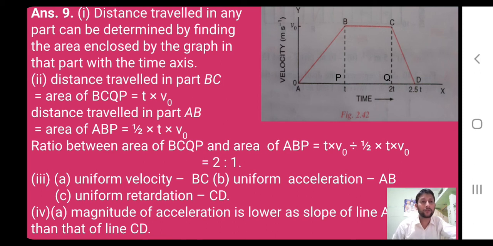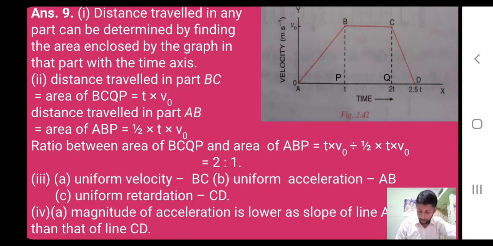Here the total distance from A to Q is 2T and A to P is T. So the distance PQ will be 2T minus T, which is T, and this vertical line is V0. Distance traveled in part AB, this is a triangle. So the area of triangle ABP is half into T into V0. So the ratio between the area of BCQP and the area of ABP is equal to T into V0 divided by half into T into V0. If you simplify, you will get 2:1.